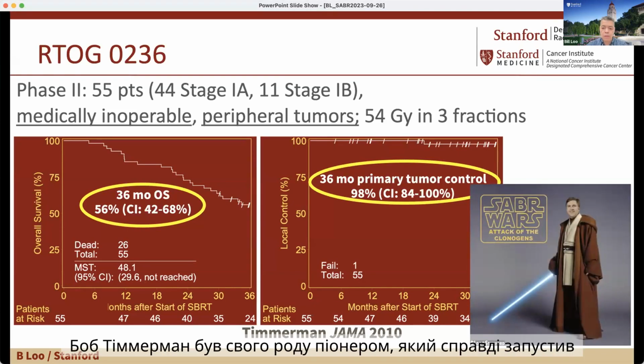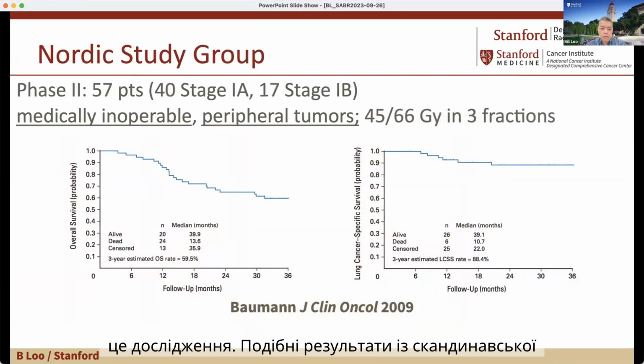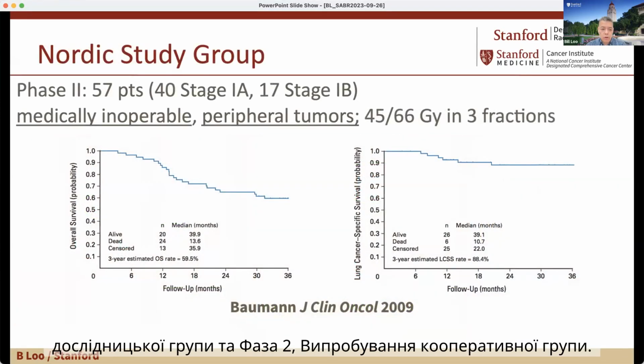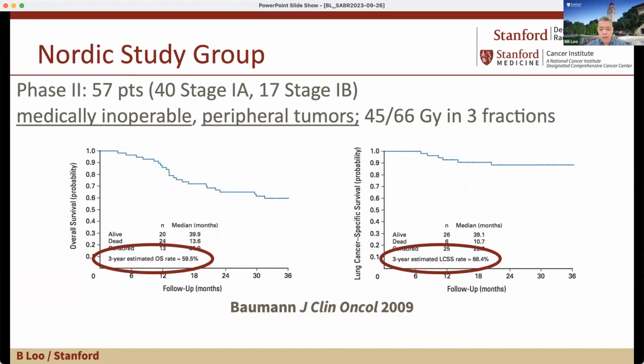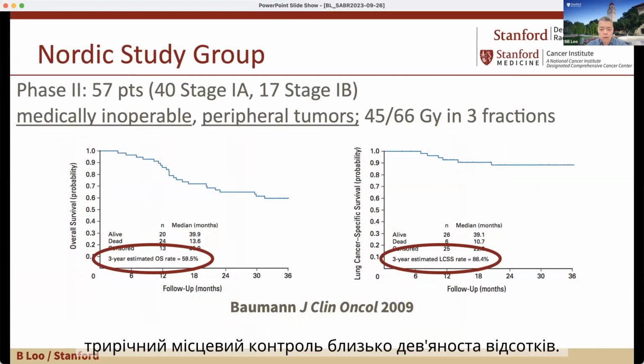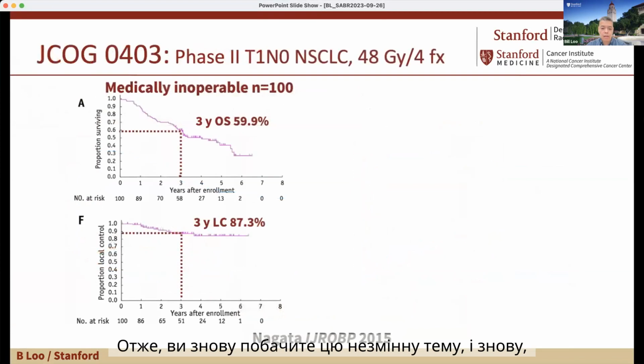And Dr. Bob Timmerman was kind of the pioneer who really launched this trial and led it. Similar results from the Nordic study group, a phase 2 cooperative group trial. And again, just to highlight, overall survival at 3 years of about 60%, 3-year local control of about 90%. So again, you'll see this consistent theme showing up.